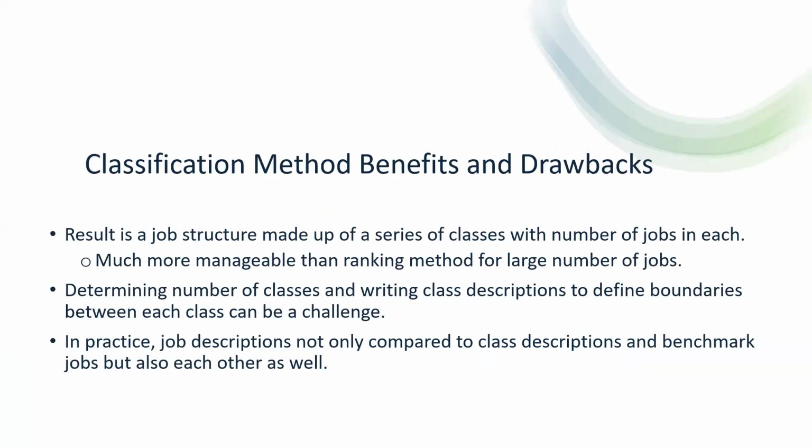These are much more manageable than the ranking method when you have a large number of jobs, but you do have to determine the number of classes that you're going to have, and you have to write class descriptions that are very well defining those classes, so they're very separate from each other. If you don't define the boundaries between each class, it can be really hard to figure out, when job descriptions overlap two classes, which class that job description should go in. And then you also would have to defend your decision later to stakeholders.